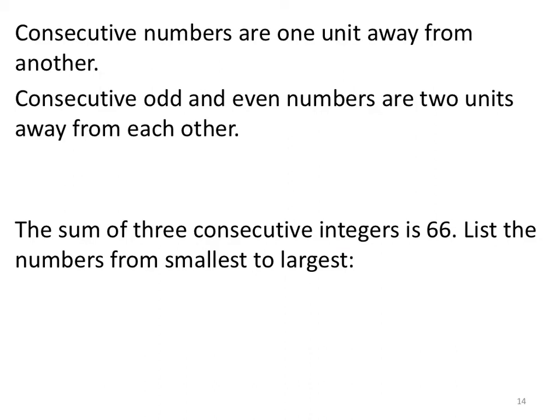Now let's read through this one. I'll try not to make the same mistake again. Consecutive numbers are 1 unit away from one another. Consecutive odd and even numbers are 2 units away from each other, which is really only important if you're going to use an equation. And I'm going to use an equation on this one. It's just not required that you do.